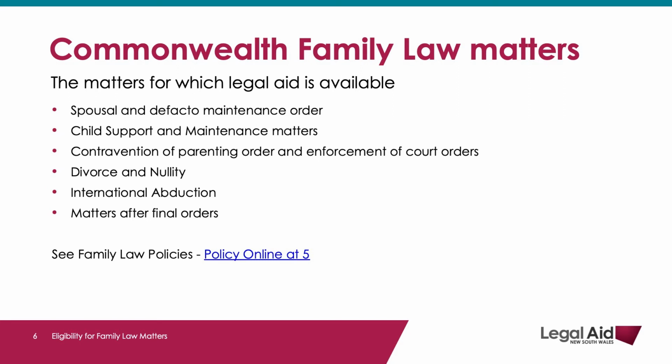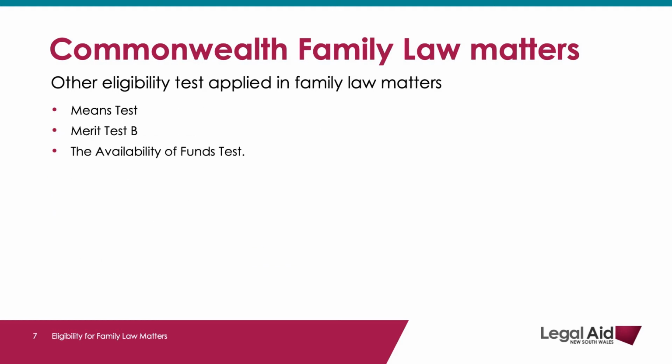This is a continuation of the family law matters when legal aid is available. It includes spousal and de facto maintenance orders, child support and maintenance matters. It looks at contravention of parenting orders and enforcement of court orders. It looks at divorce, international abduction, which are the Hague Convention matters, and matters after final orders. Again, there is another link to the family law policies, which give more details of the policies at Chapter 5. In Commonwealth matters, the eligibility tests that are applied to most family law matters are the means test, merit test B, and the availability of funds test.